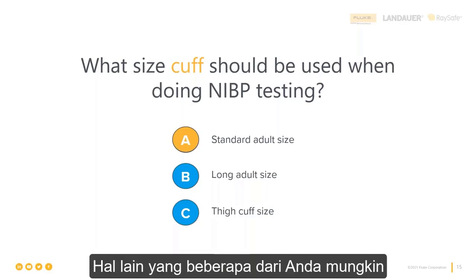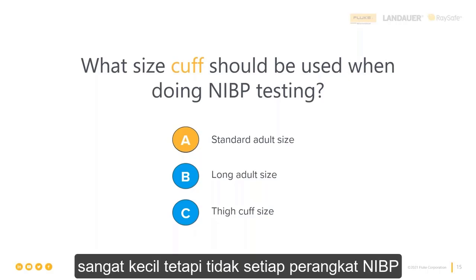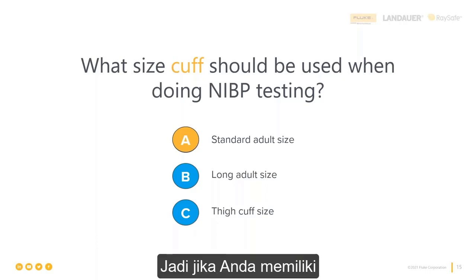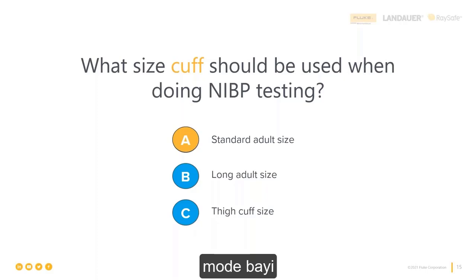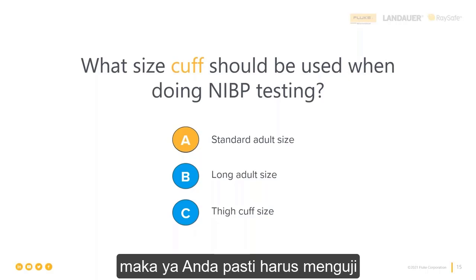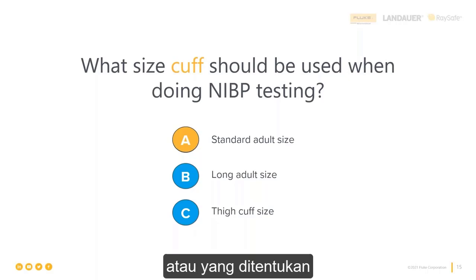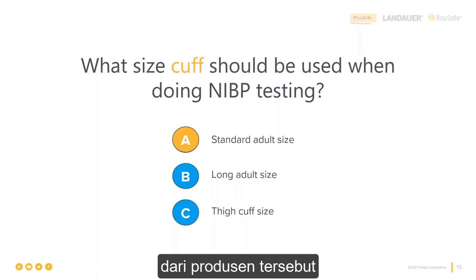Another thing that some of you may have been looking for is an option called for infant cuffs, because infant cuffs are very small, but not every NIBP device is capable of NIBP measurements on infants. So if you have an NIBP device that also has an infant mode, then yes, you definitely should test the infant size cuff, and the predominant one, or the one that's specified in the brand and model specific test procedure from that manufacturer.